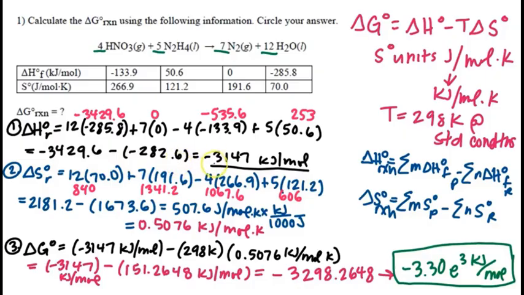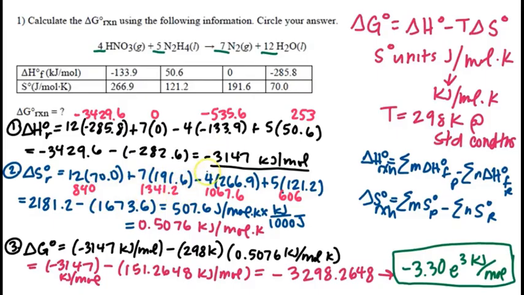And I get negative 3,147 kilojoules per mole because I'm dealing with delta H naught of the reaction. Next, I'm going to focus on delta S naught of the reaction. That's going to equal 12 times this bottom portion of the table, which are my S naught values. So that's 12 times 70.0. I get 840 from that. Then I'm going to add that to 7 times 191.6, and I get 1341.2.